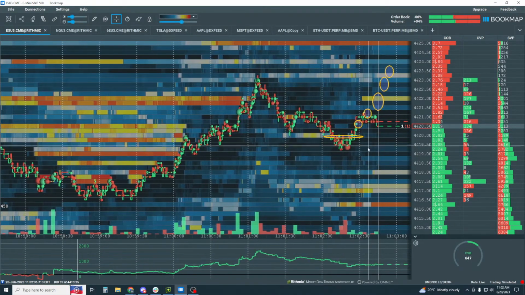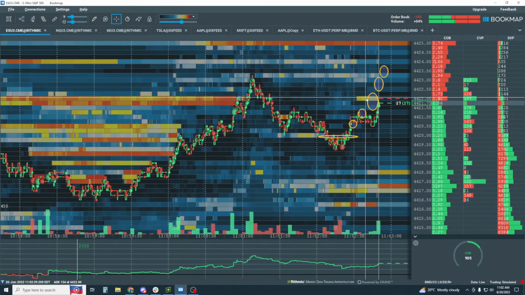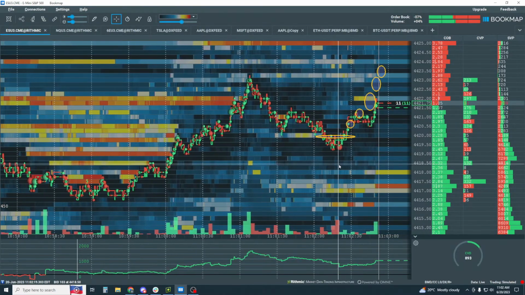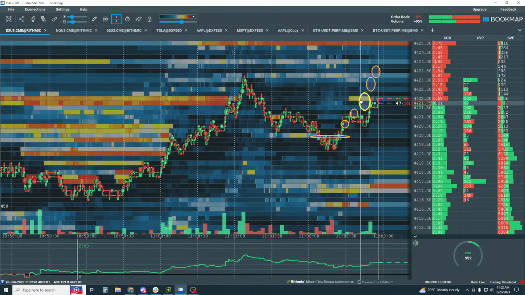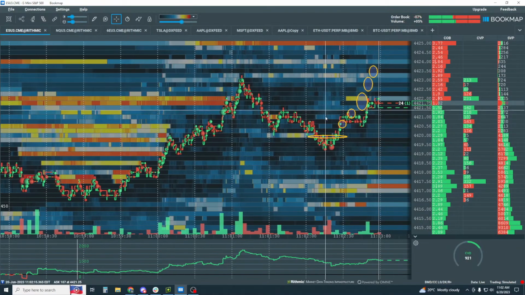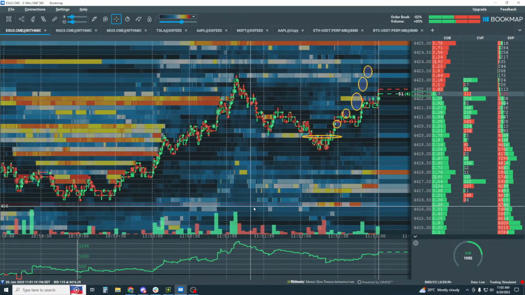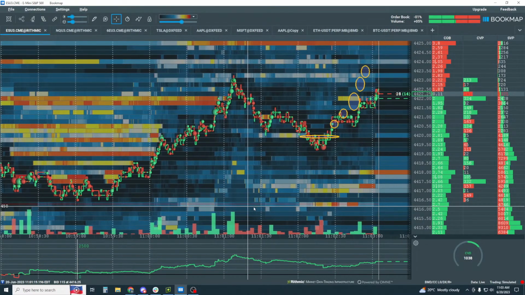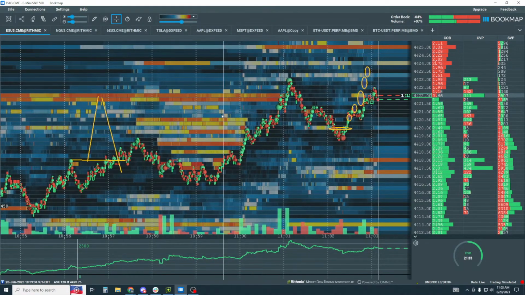So let's see here. The book's not really helping us right now. In fact, there's this guy who's at 22, but buyers want it, right? So we know that there's buying interest in here. Okay, and that's what the behavior was over here.